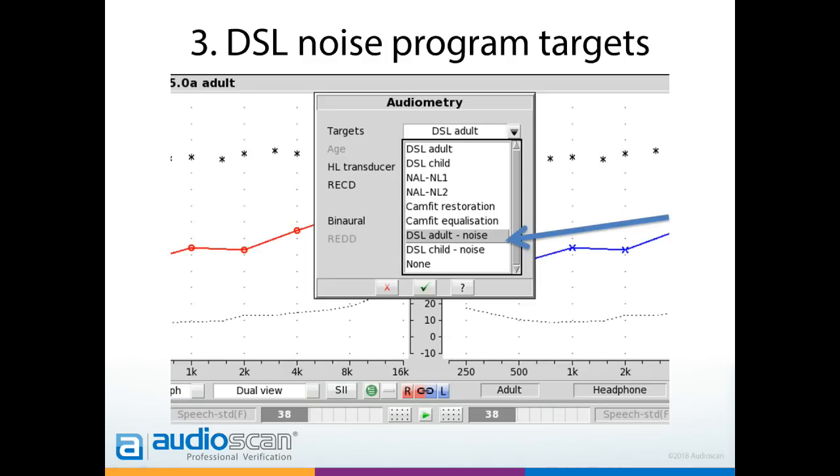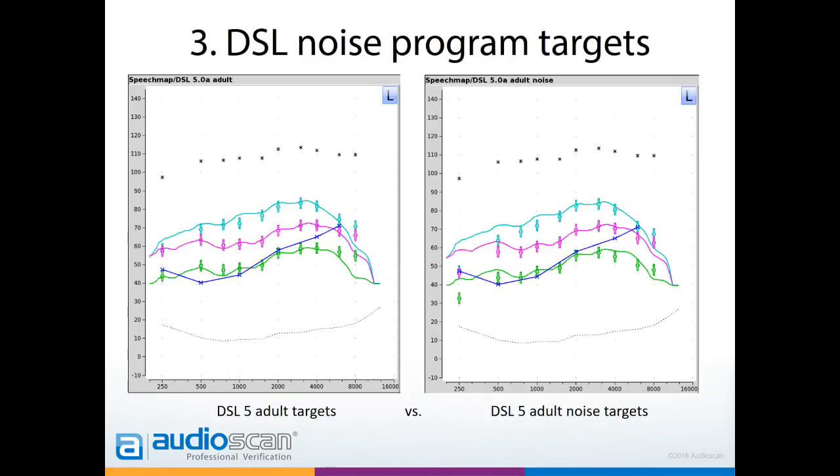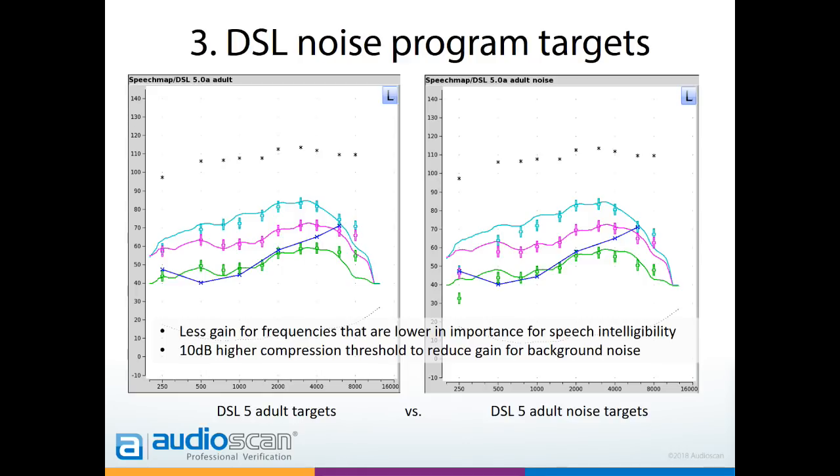If you're verifying a noise program, select these targets from the Target Selection drop-down on the Verifit. The noise targets can improve comfort in noisy listening environments by providing a little bit less gain at speech frequencies of lower importance and raising the compression threshold.